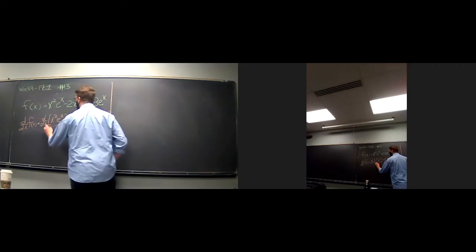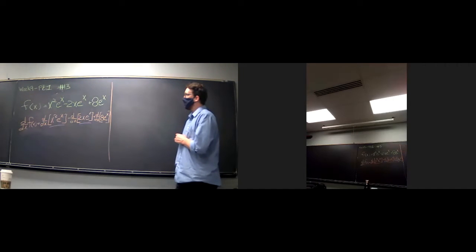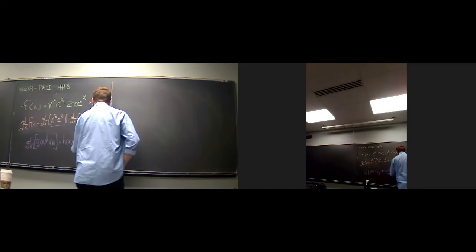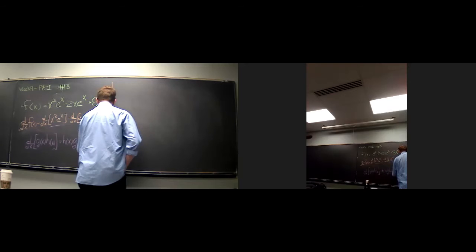Notice here and here, we're going to have to use the product rule. And the product rule told us that if we have the derivative of two functions, let's say g of x times h of x, this is going to come out to be h of x times the derivative of g of x plus g of x times the derivative of h of x.